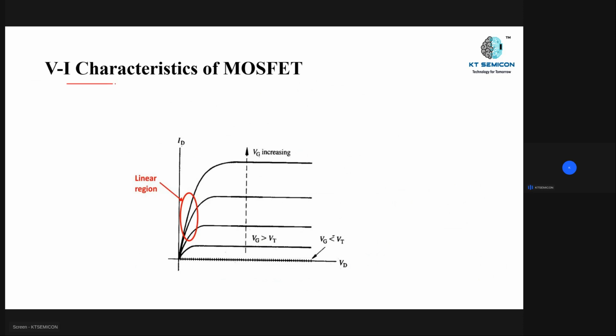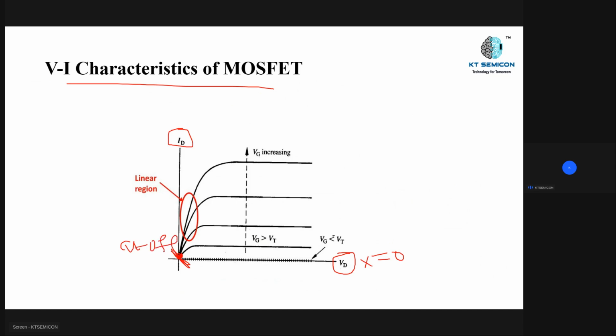So now some VI characteristics of MOSFET. We are constructing a graph, plotting a graph between VD and ID. In the first case, we are not giving any amount of VD, we are giving the VD voltage as 0. What happened at that time? My ID is also 0.